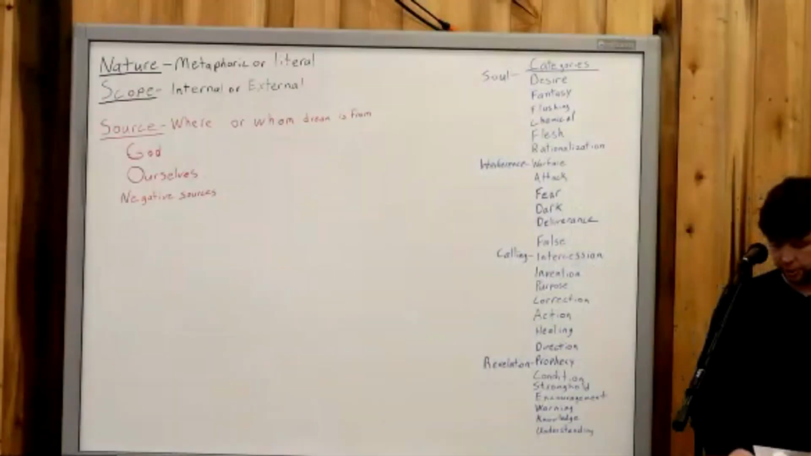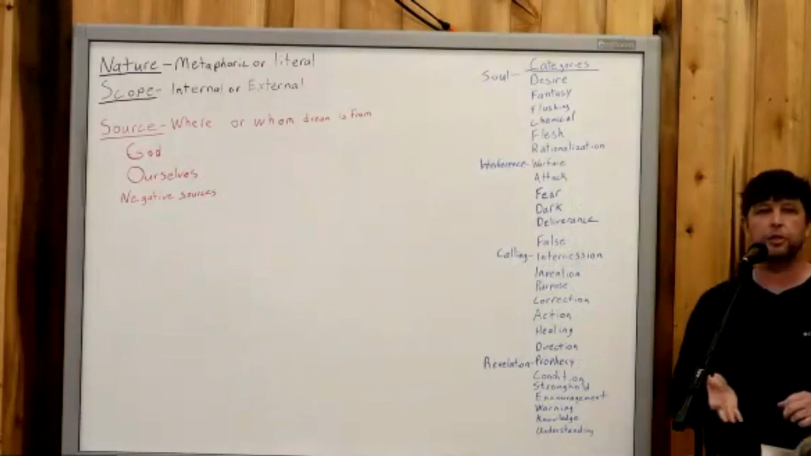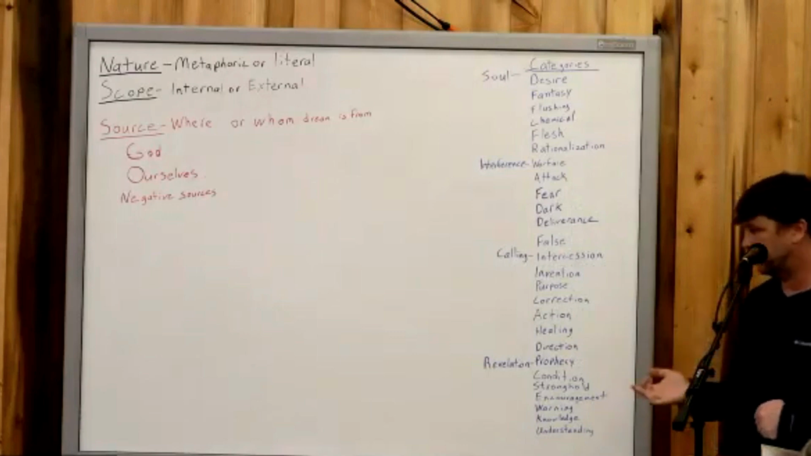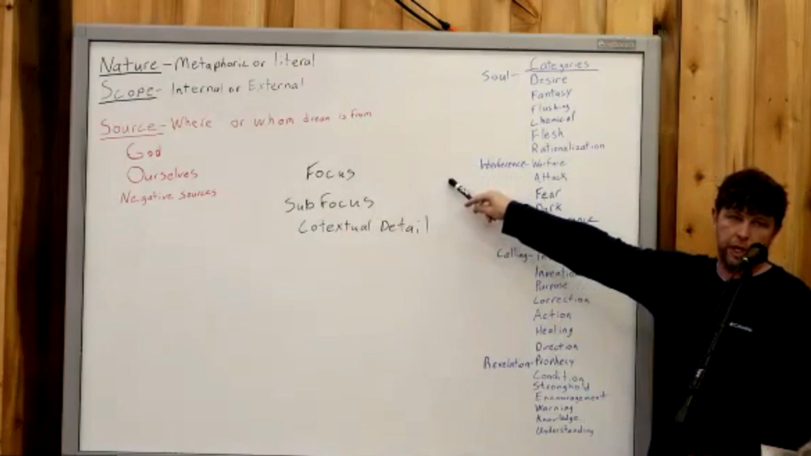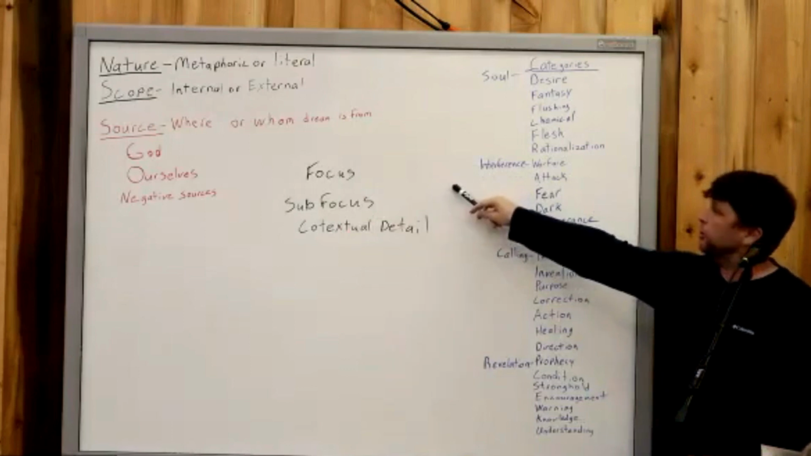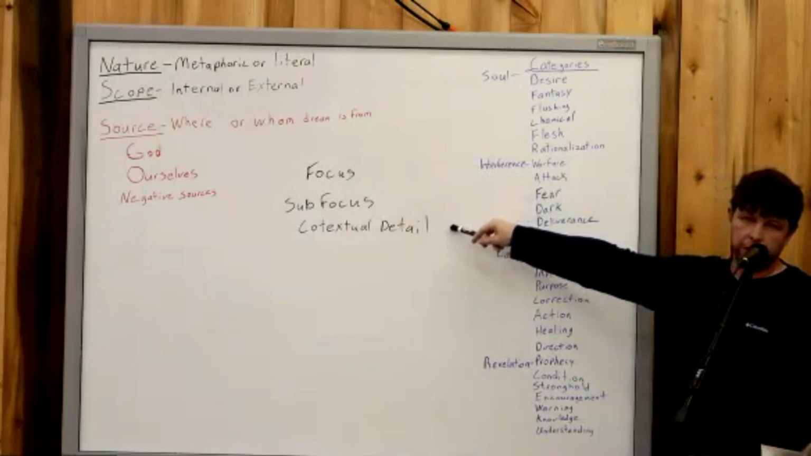When you're dissecting a dream, there are three things that you want to find. You want to find elements, and you want to find three different types of elements. The dream should have one focus. You could have multiple subfocuses. You could have multiple contextual details.